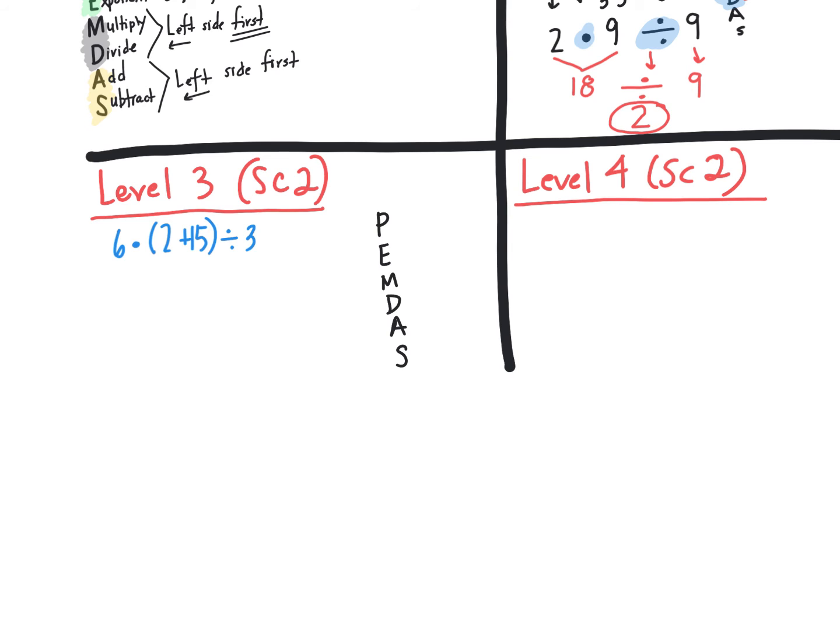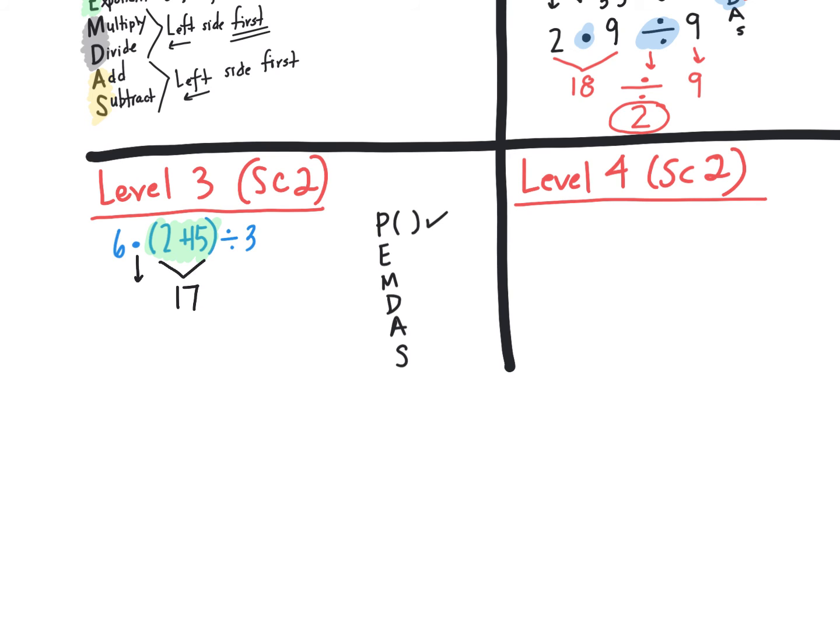All right, so for PEMDAS, I'm looking for parentheses. Boom, I found one right here. So that's what I'm going to work with first. So inside the parentheses, it just tells me to add 2 plus 15. Okay, I can do that. 2 plus 15 is 17. So I'm working with that. I put a 17 there.